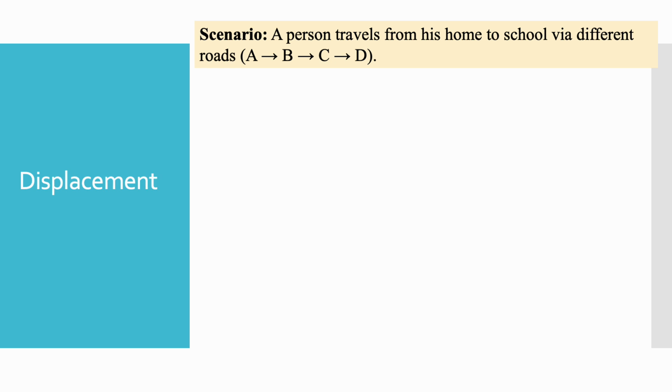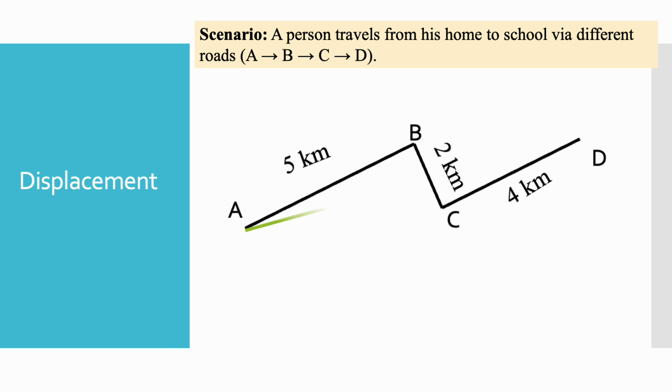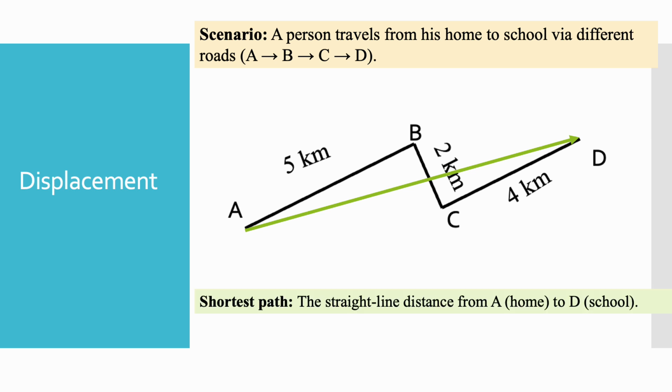In contrast, displacement is the shortest path between the starting point and the ending point in a specific direction. In this example, instead of following the winding route, we measure the straight line distance from point A to D. This gives us a vector quantity, magnitude plus direction, showing the most direct change in position.